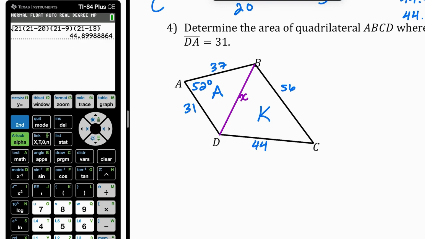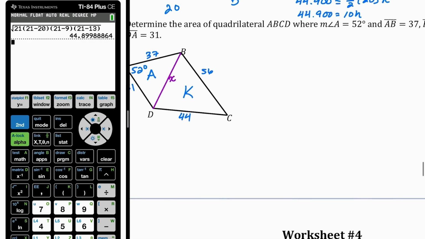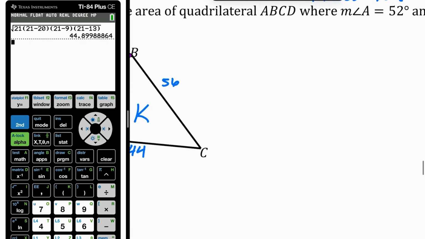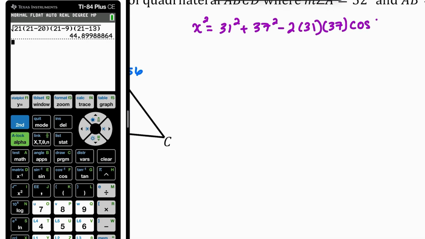Notice that the triangle that I marked A has a side angle side, so I can use the side angle side formula for that and find the area of that triangle. But over here, I don't have any angles, and there could be some way of doing it, but the most straightforward way is to figure out this diagonal length and then use half side, side, side. But in order to find that diagonal length, I need to do law of cosines for side angle side. So x squared is going to equal 31 squared plus 37 squared minus 2 times each of them being multiplied, and then cosine of the angle that's between them.